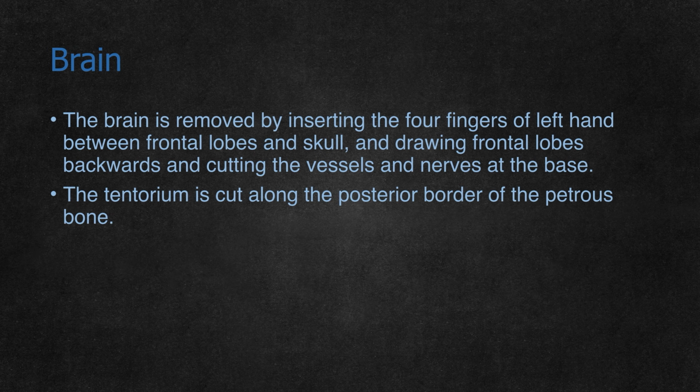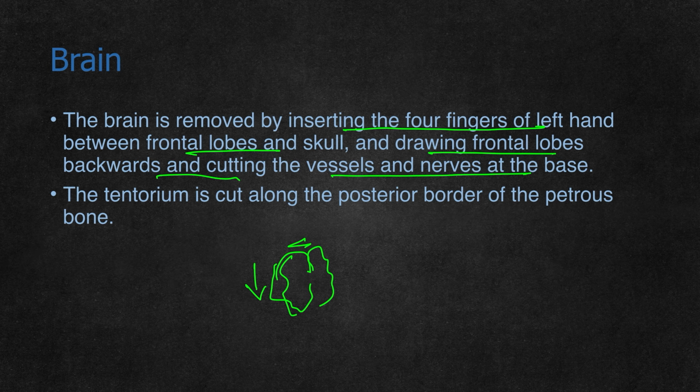Next, after exposing the dura, the brain is exposed and should be removed. The brain is removed by inserting the four fingers of the left hand between the frontal lobes. The hand is placed under the frontal lobes, drawing them backwards. The frontal lobe is lifted up and backwards, cutting the vessels and nerves at the base. As the frontal lobe is lifted, any vessels and nerves present are incised.